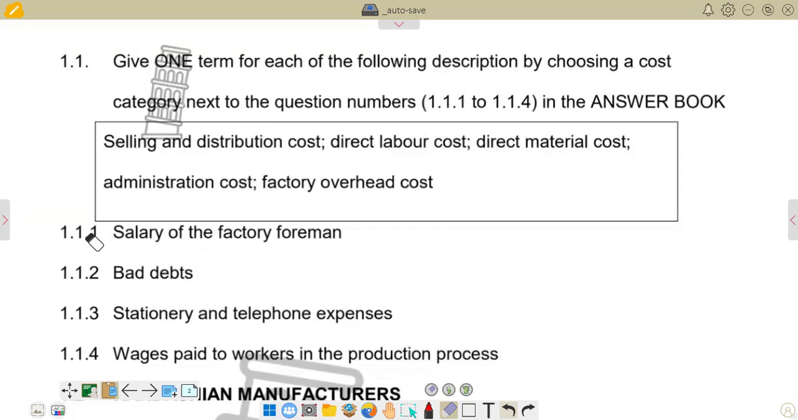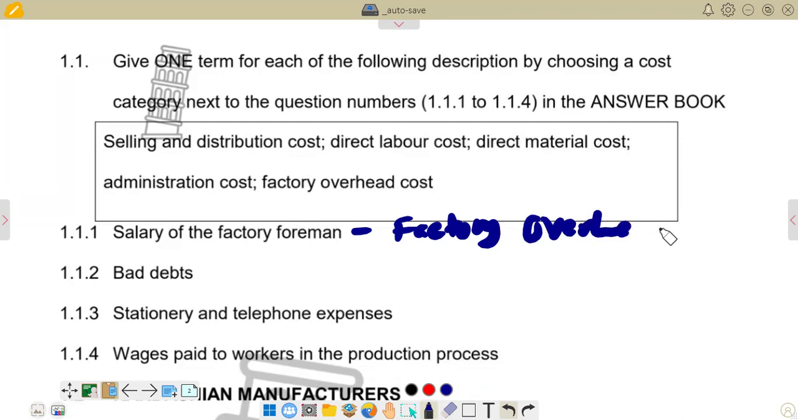If you look at the first one, which is 1.1.1, it reads salary of the factory foreman. So we are going to look at what classification we can put this salary under. Remember, we've got selling and distribution cost as one of the options, direct labor cost, direct material cost, administration cost, and factory overhead cost. According to the options we are given, what relates to the salary of the factory foreman is factory overhead cost. So we just write in front of that: factory overhead costs. This is what we have for 1.1.1.